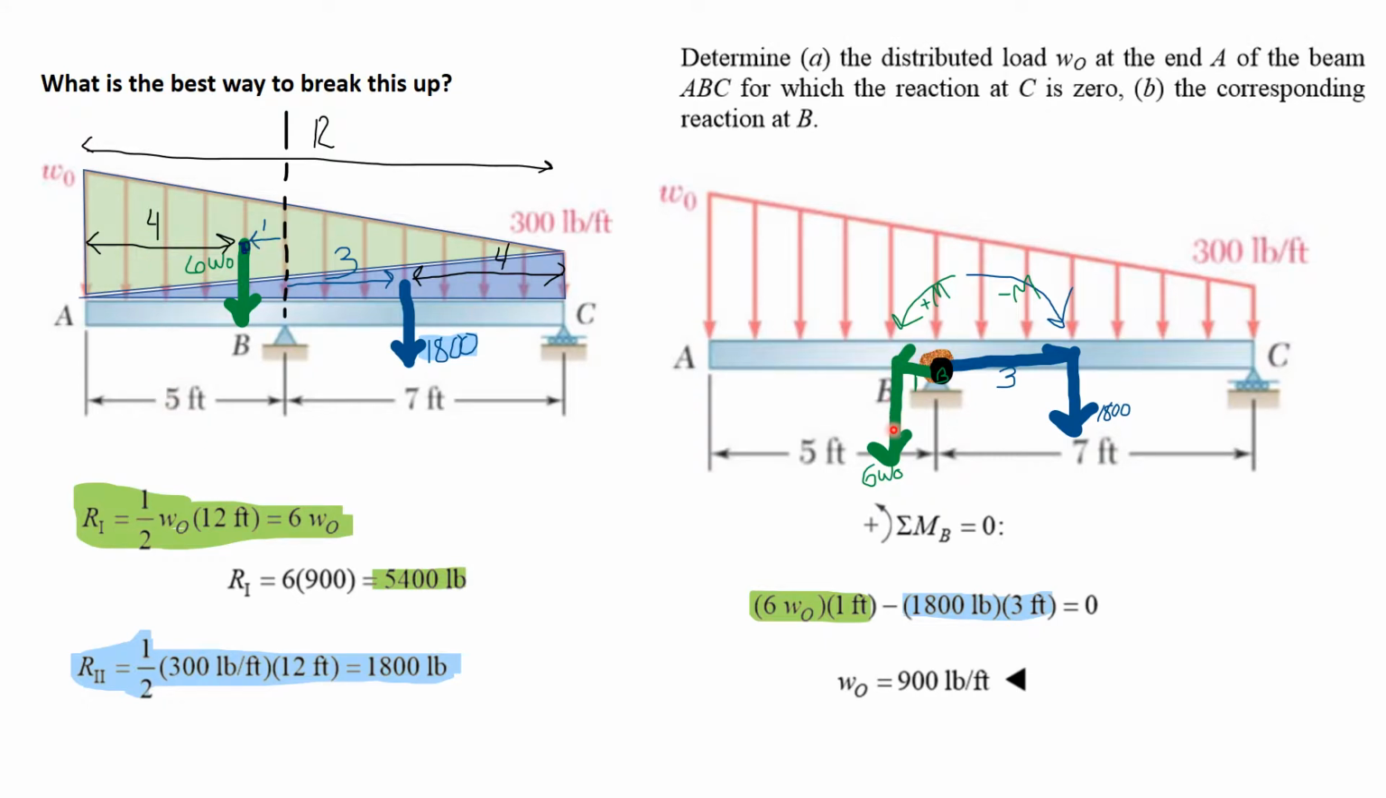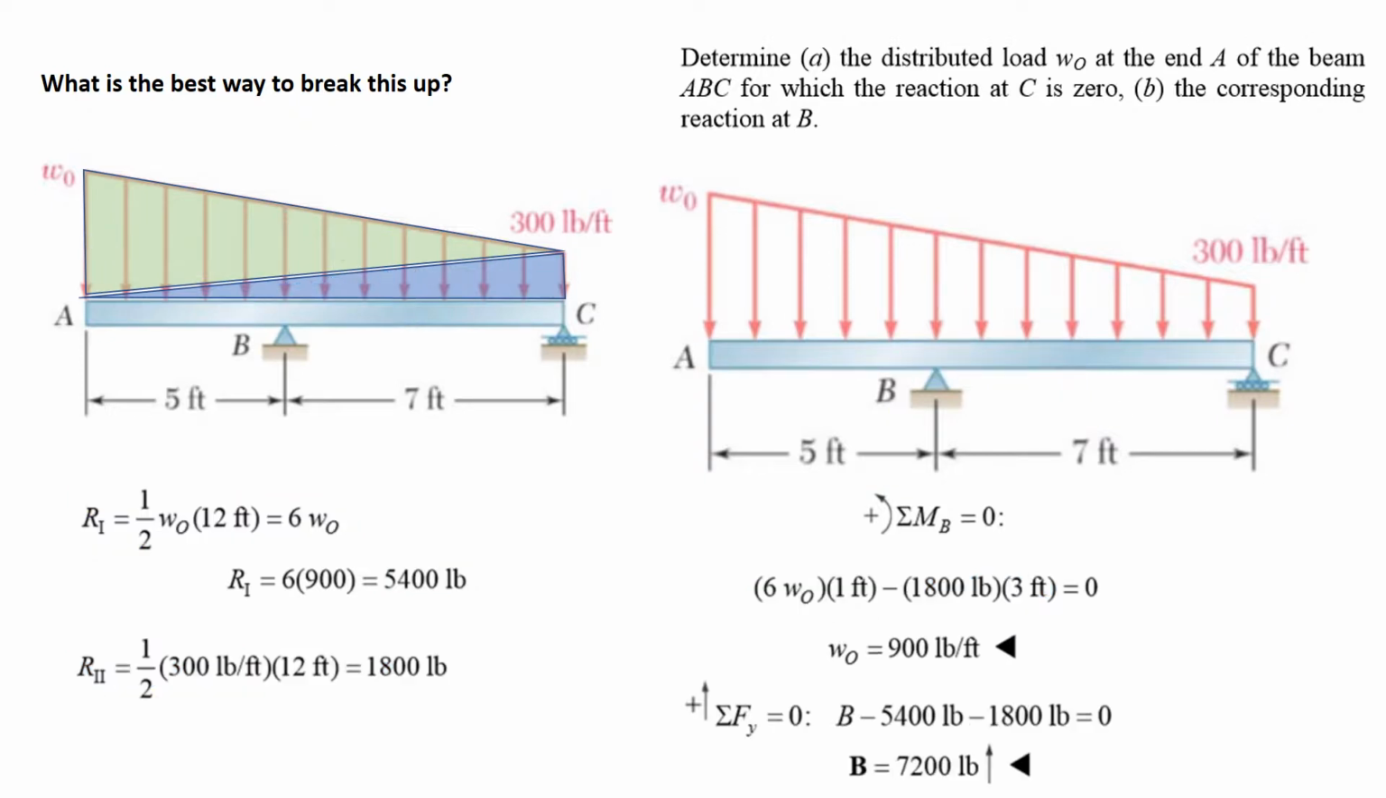So 1 times 6W, that's on the left-hand side, and that's going to have to equal, if it's 4 over, 3 plus 4 is 7, so 3. We're going to have 3 times 1800 on the other side. So it's just a little teeter-totter around B. You can solve for what that distributed load would be, plug that in, find what the reaction would be, and then if we add together both of these, that will be what B is supporting.